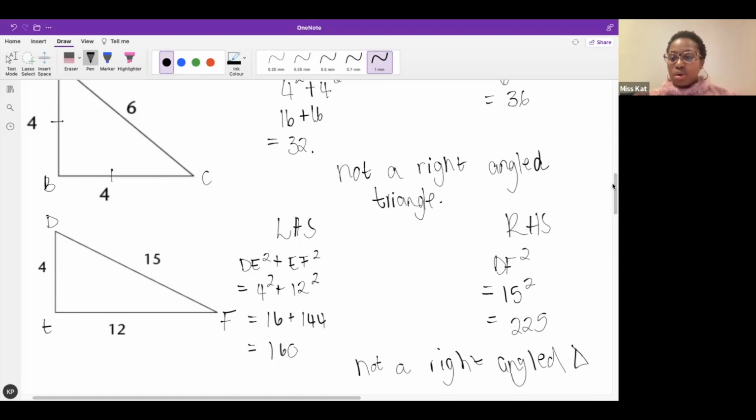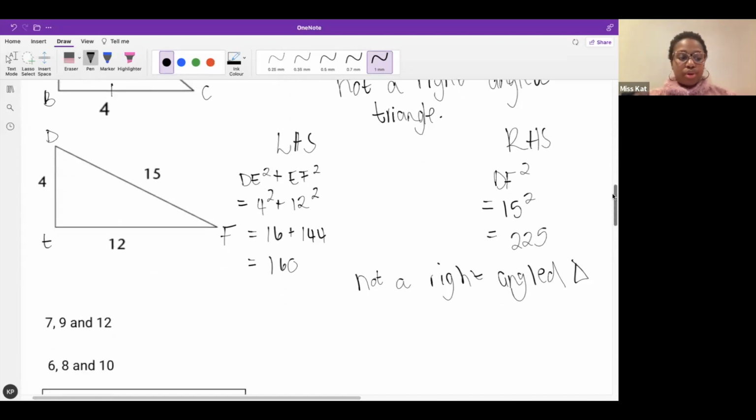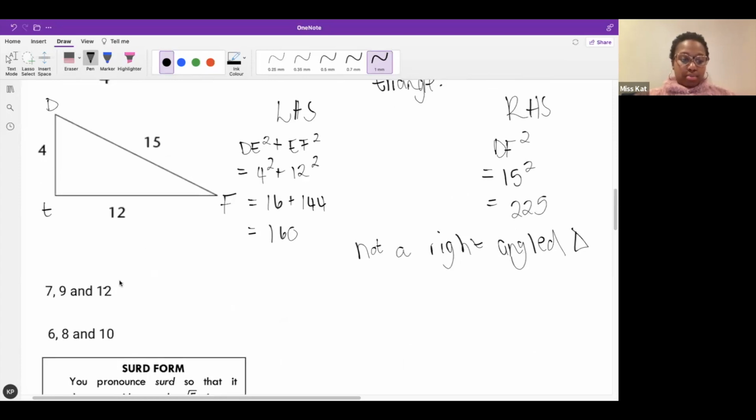All the best for your test tomorrow. Now, I want something more interesting. I am going to get rid of the sketches. It's a right angle when the left-hand side is equal to the right-hand side. So far we have not gotten one where the left-hand side is equal to the right-hand side. But now we're going to do a triangle with the sides 6, 8, and 10.